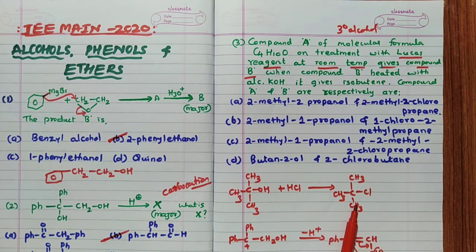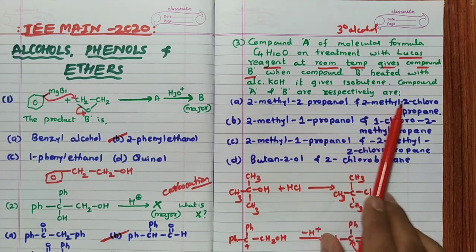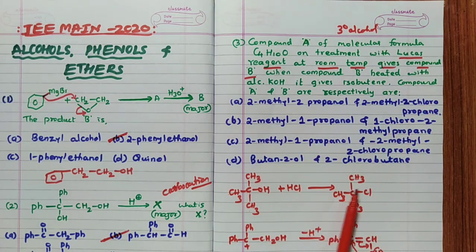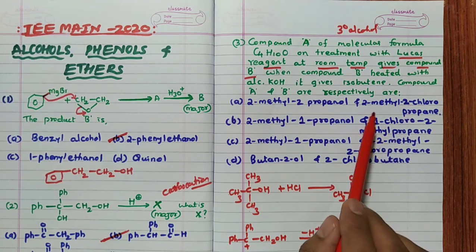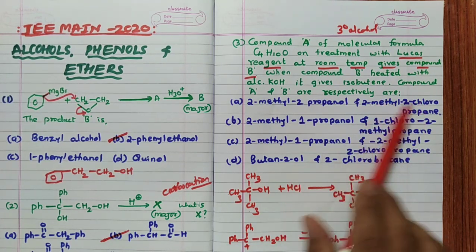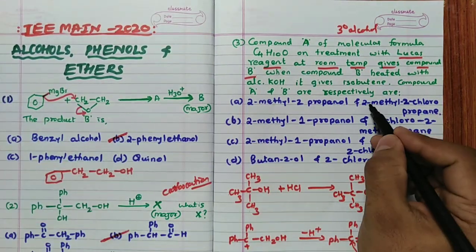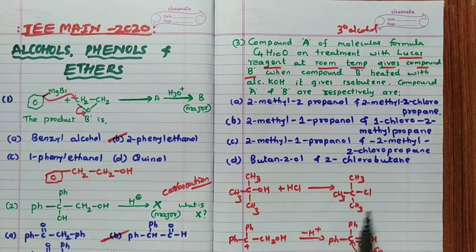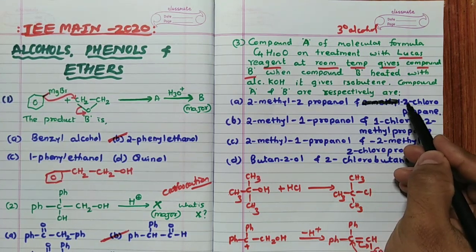2-chloropropane, right? So this should be the answer. 2-methyl-2-propanol gives 2-methyl-2-chloropropane. So here, actually, chloro comes first. It should be 2-chloro-2-methylpropane. Here 2-chloro, and this 2-methyl should come after, because you have to name in alphabetical order. So this is wrong. The name is wrong, but the 2 position is correct.